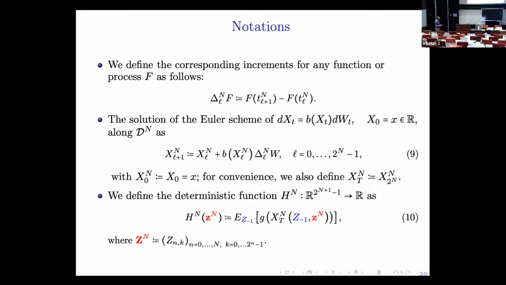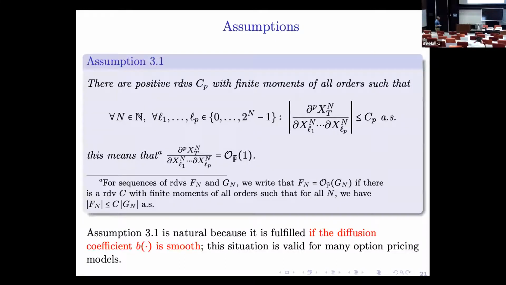Here you see that we defined the Euler increments as such. So what I'm saying is that the p-th derivative of the Euler discretization with respect to the Euler increments L_1 up to L_p is bounded by positive random variables which have finite moments for any n. This is what we assume. Now, is this assumption natural or not? Yes, it's fulfilled for many problems, because this requires that the diffusion coefficient is smooth. So if you have that condition, then you guarantee that this assumption is valid.